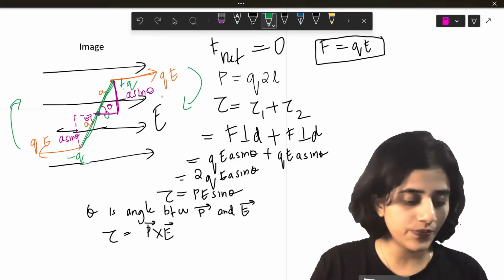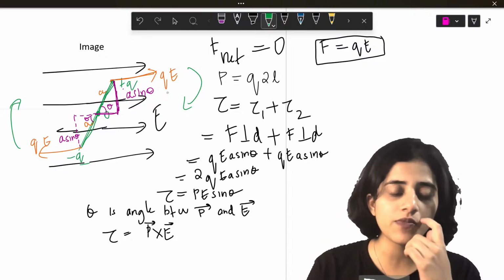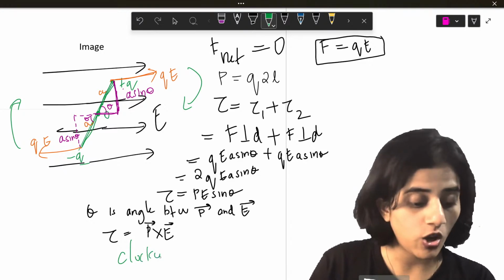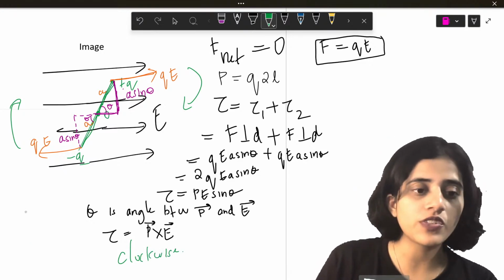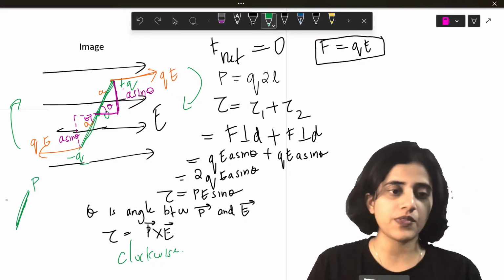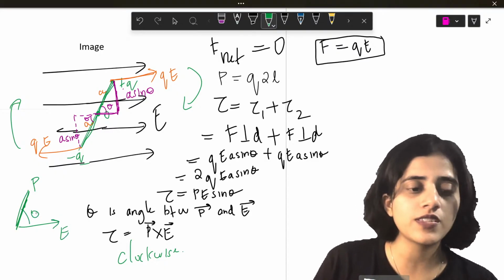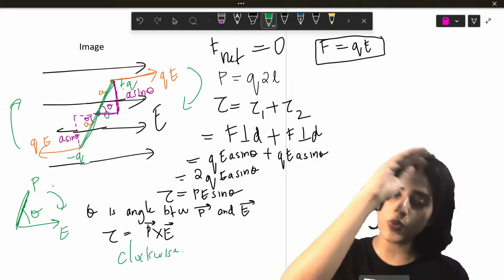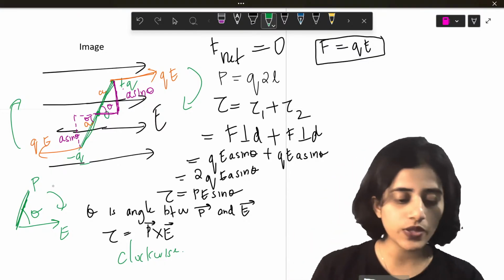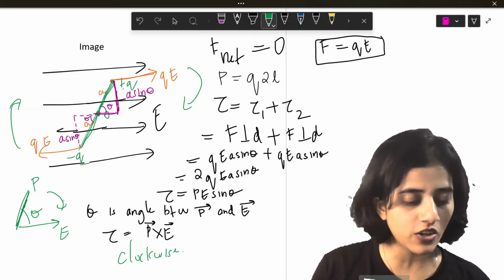P cross E will mean PE sine theta. So that is the only case where it's going to rotate clockwise. If this is your dipole moment P, and then the electric field is along this direction, so if this is theta, only this way it will rotate. So if it's this way, it has to be P cross E. So you shouldn't put it as E cross P. E cross P is wrong. It is P cross E.